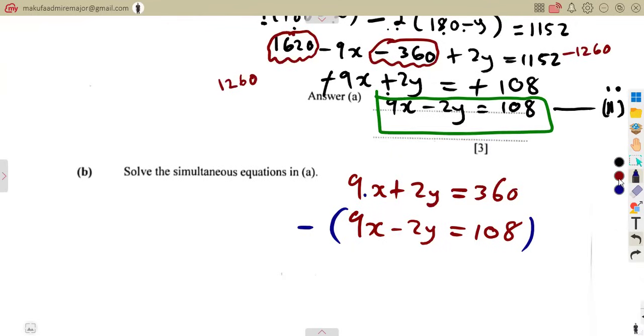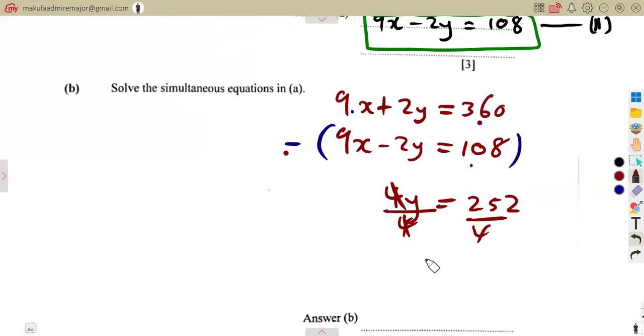9 minus 9, that's a 0. 2 minus minus 2, that's a plus. 2 plus 2, which is 4y, is equal to 360 minus 108, and that's 252. 252 divided by 4. So 252 divided by 4 is going to be 63. So that gives you 63 degrees.